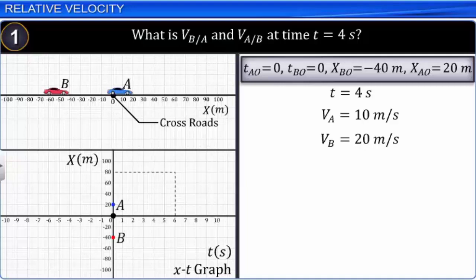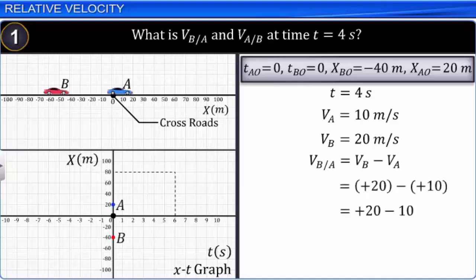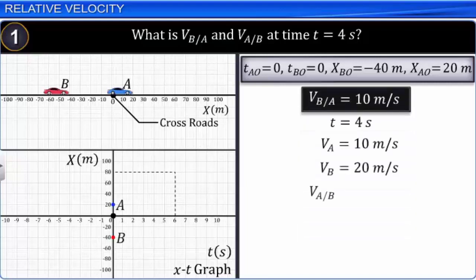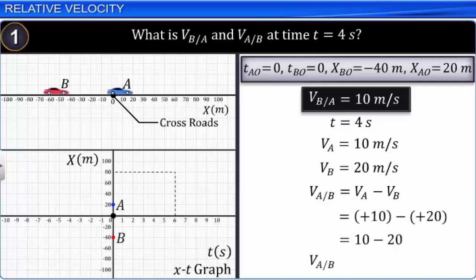Here, VB by A is equal to VB minus VA. On substituting and simplifying, we get VB by A equal to plus 10 meter per second. Calculating the value of VA by B, it is equal to VA minus VB. On substituting and simplifying, we get VA by B equal to minus 10 meter per second.